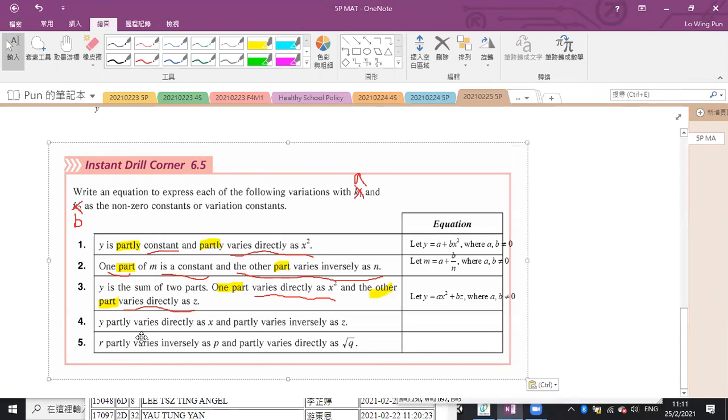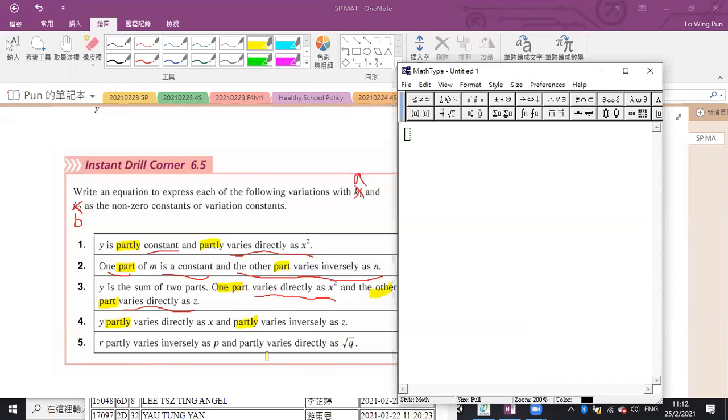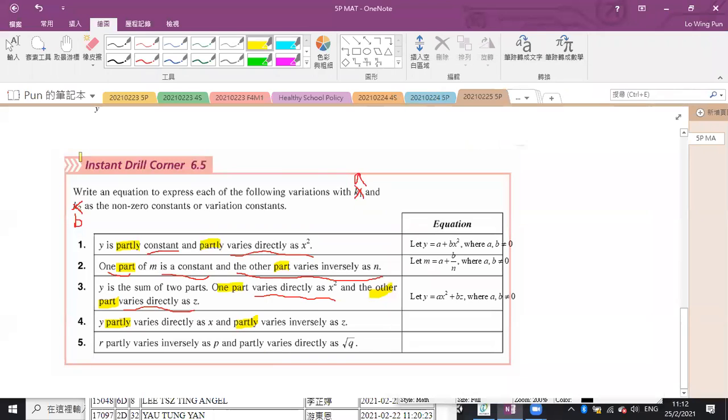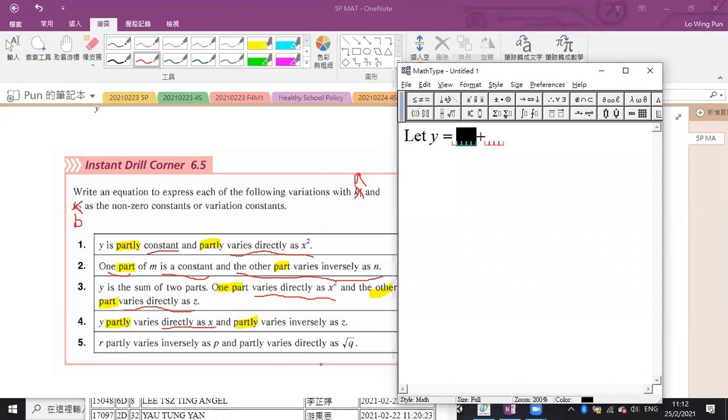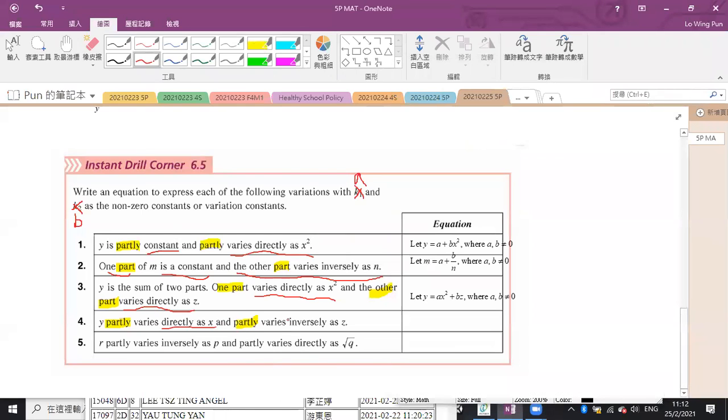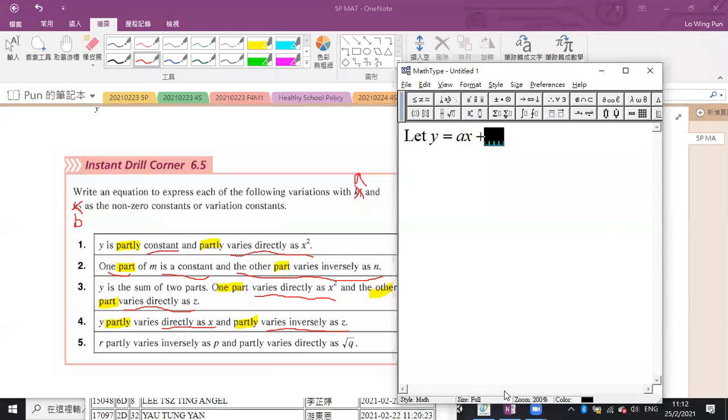Okay. Number 4, y partly varies directly as x and partly varies inversely as z. So we have partly. There are two parts, and the subject is y. We have to let y equal two parts. The first part is directly as x, so that is a direct variation, a times x. And then the second part varies inversely as z, so the second part is an inverse variation. It should be a fraction, b over z, where a and b are not equal to 0.